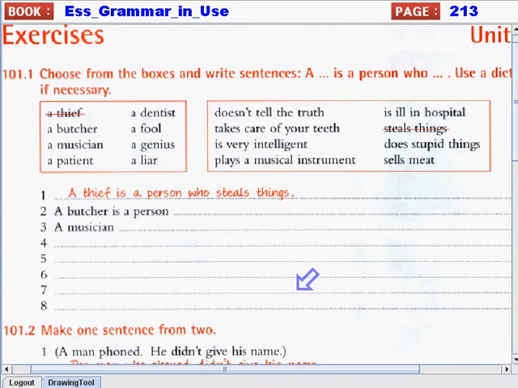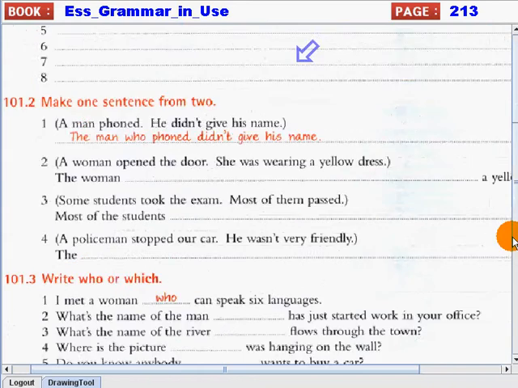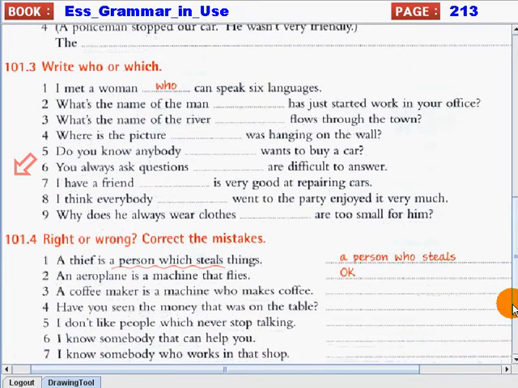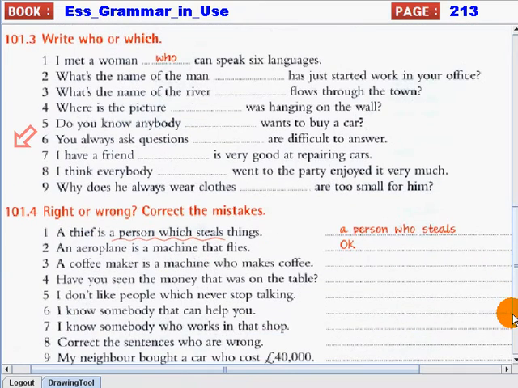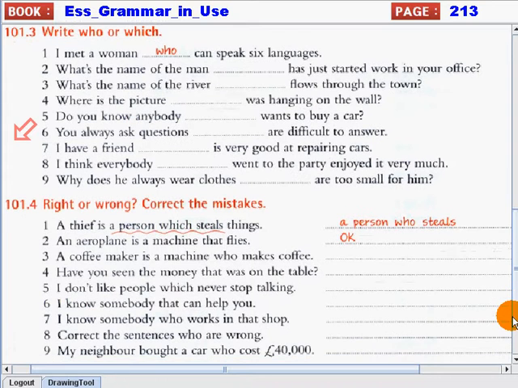Join me as we accomplish exercises 101.3 and 101.4 of this book. If you remember, in our previous topic, we discussed relative clauses. That was lesson 1 of unit 101.